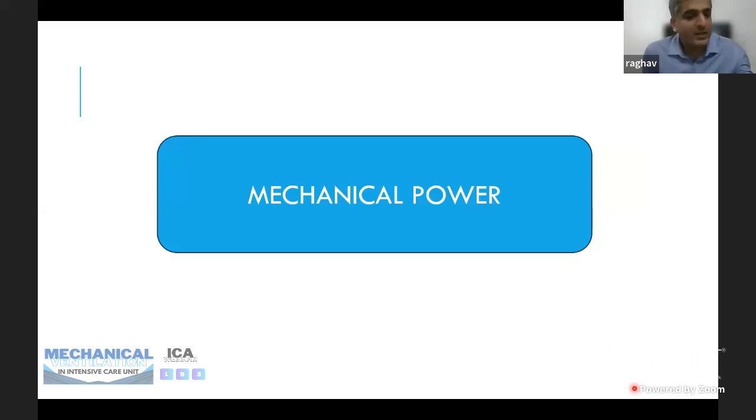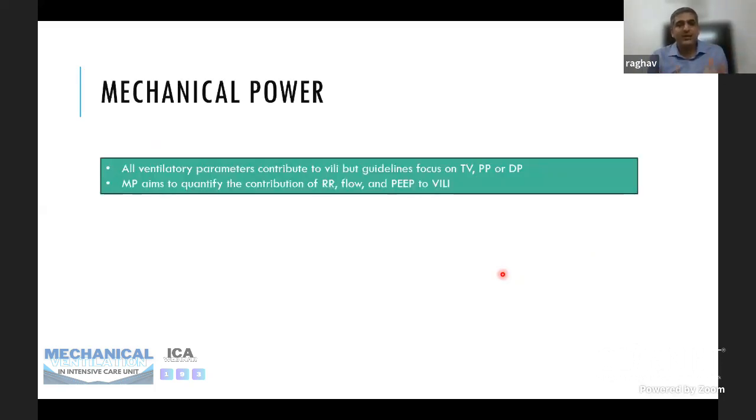Last but not the least, I will talk about mechanical power, which is a newer concept which has been very recently described. As we have seen, most of the guidelines recommend monitoring and controlling the tidal volume, plateau pressure, or driving pressure in a patient who is ventilated for ARDS. However, the concept of mechanical power aims to quantify the contribution of other parameters like respiratory rate, the flow delivered to the patient, and the positive end expiratory pressure to ventilator induced lung injury.